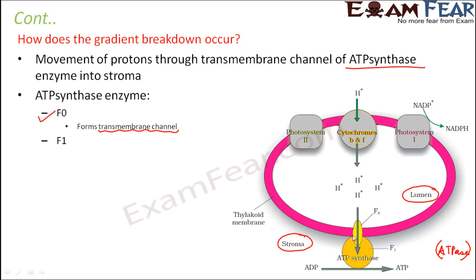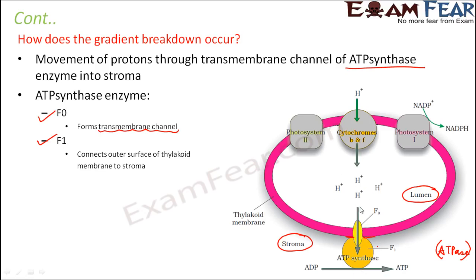So the F0 part forms the transmembrane channel and the F1 part connects the outer surface of the thylakoid membrane to the stroma. So if you see, it connects the outer surface of the thylakoid membrane to the stroma. This is the F1 part, the spherical part.